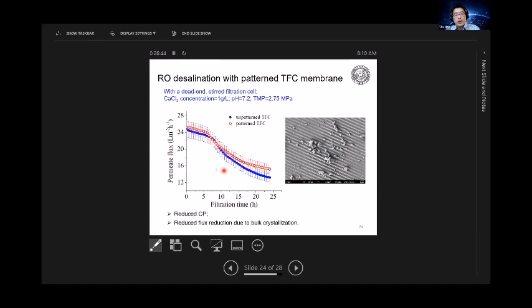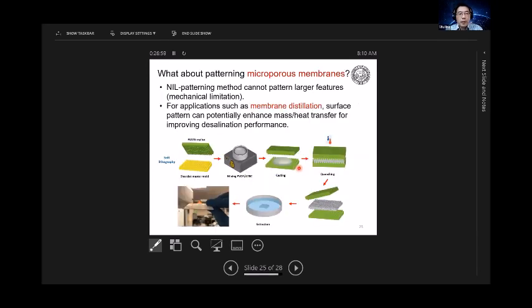So this is a quick overview of what we have done with direct patterning of ultrafiltration membranes and TFC membranes and their anti-fouling performance against different foulants. But as I mentioned earlier, the imprinting methods that we used, the thermomechanical methods, have a limitation because they don't work very well if you want to pattern larger features like 5-10 micron structures, because of the mechanics. Okay, and also it's not good when the pattern size matches the pore size.